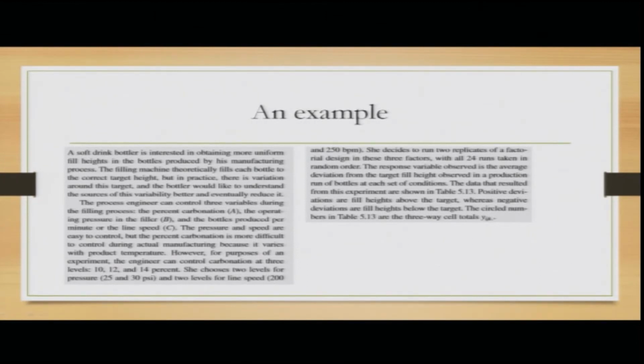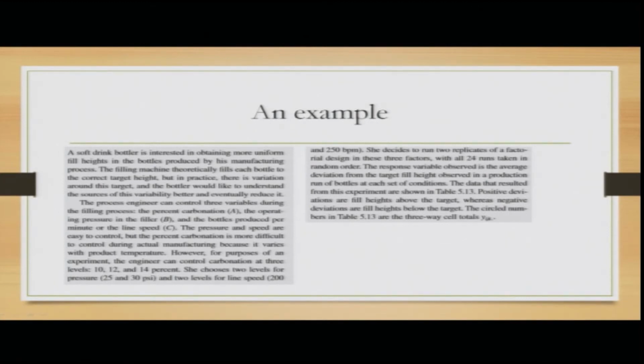However, for the purpose of an experiment, the engineer can control carbonation at 3 levels: 10, 12 and 14%, and she chooses 2 levels of pressure, 25 and 30 psi (pounds per square inch), and 2 levels of speed, which are 200 and 250. She decides to run 2 replicates of a factorial design in these factors, with all 24 runs taken in random order.